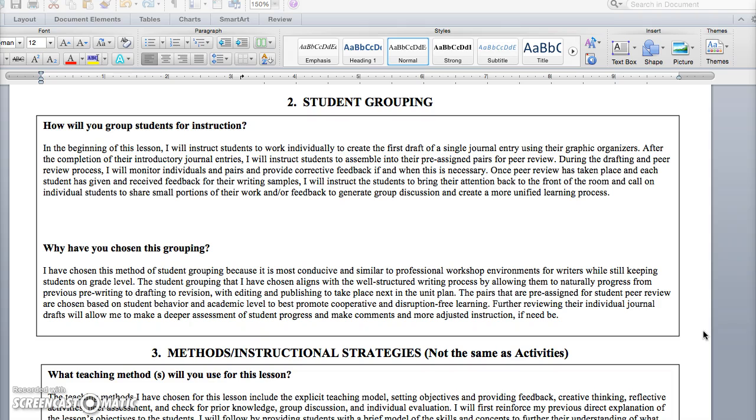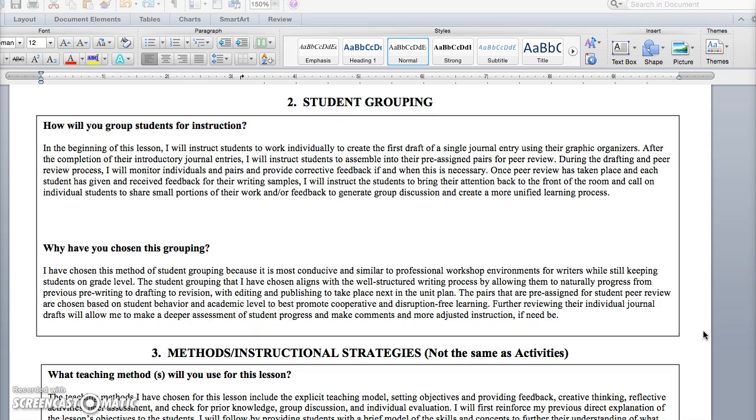Once peer review has taken place and each student has given and received feedback for their writing samples, I will instruct the students to bring their attention back to the front of the room and call on individual students to share small portions of their work and/or feedback to generate group discussion and create a more unified learning process. I have chosen this method of student grouping because it is most conducive and similar to professional workshop environments for writers while still keeping students on grade level.